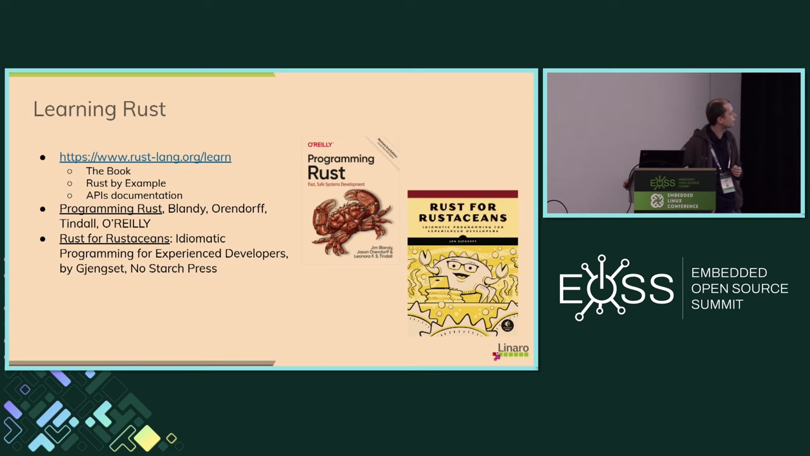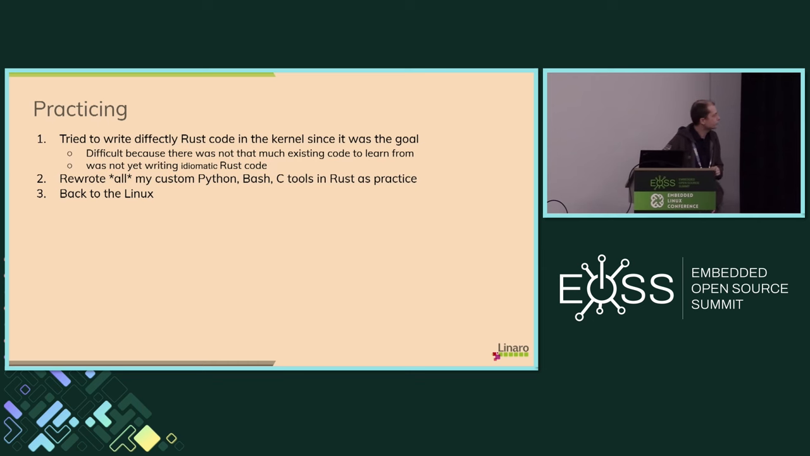So these are the resources that I used to learn Rust. The Rust website contains pretty good books, but for me, my favorite was the O'Reilly book from Blandy. After learning Rust through reading, I tried to write kernel code directly in Rust, but it was a big, big failure on my part, because reading does not make you a developer of that language. I was trying to write C code, but with Rust syntax, but these two languages are way too different to do that. So I went back and decided to write some user space applications. I rewrote all my custom tools from Python, Bash, and C in Rust. And it was very important in my learning. Once it was done, I went back to Linux.